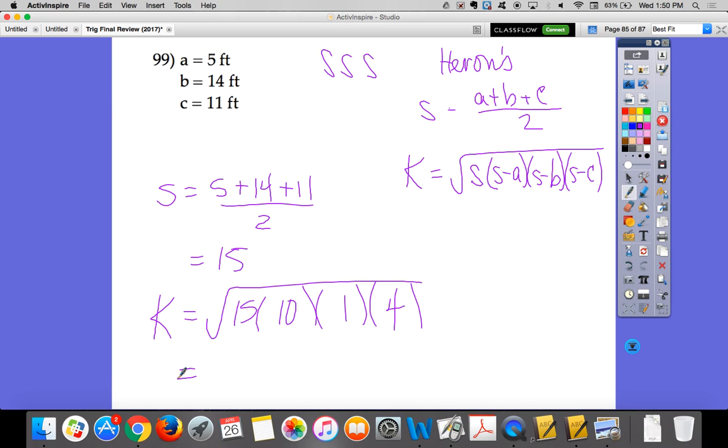So 15 times 10 times 4. You don't really have to do the 1. Doesn't make any difference. Already did my square root, so it comes out to be 24.49. So we would round it down to 24 if they wanted the nearest square unit. Okay, I do believe we're on the last one.